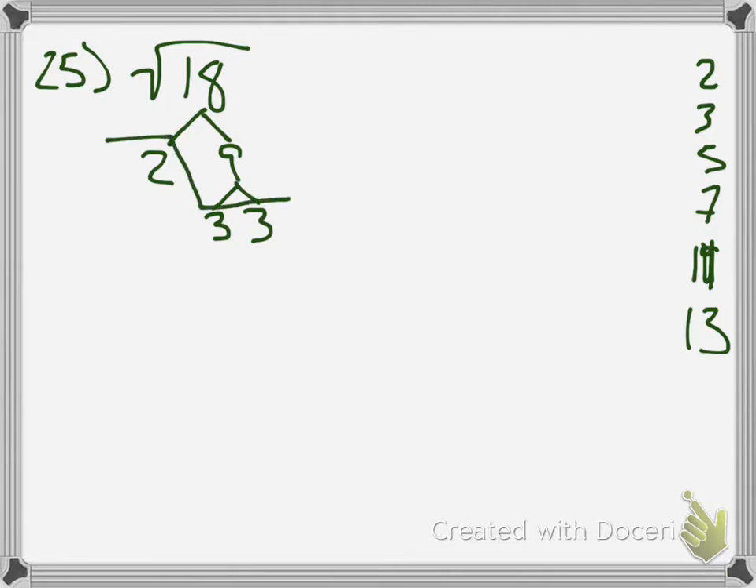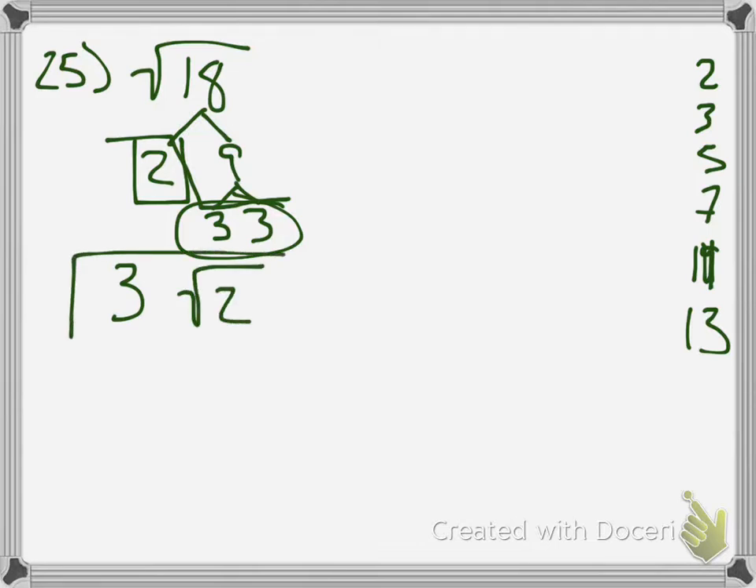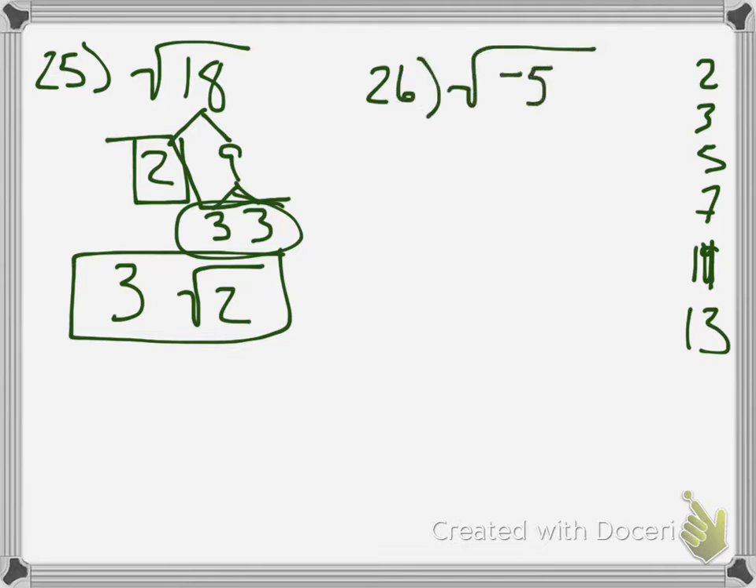Look at your tree like this. Pairs go on the outside, leftovers stay inside. And so your answer for number 25 is 3 square root of 2. Number 26, square root of negative 54. Ignore the negative, because that means we're just going to put an i.